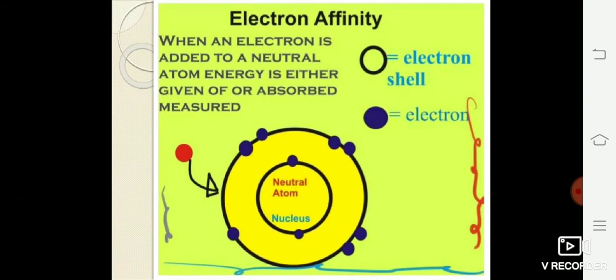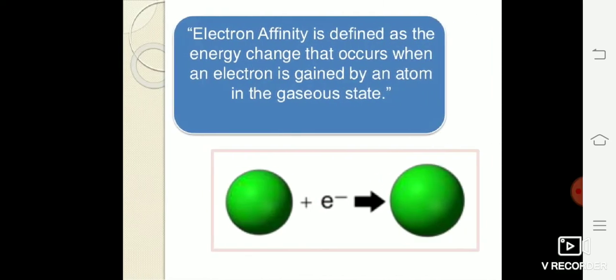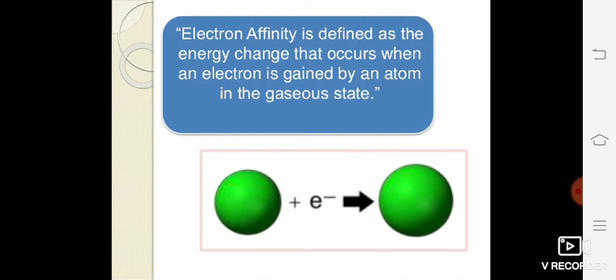Now the next term, that is electron affinity. Now what is electron affinity? When an electron is added to a neutral atom, energy is either given off or absorbed. Alright. Now electron affinity is for non-metals basically, because non-metals have the tendency to gain electrons. So what is the actual definition of electron affinity? If you want, you can write this down from the screen. Electron affinity is defined as the energy change that occurs when an electron is gained by an atom in the gaseous state. All the exchange of electrons takes place in the gaseous state.